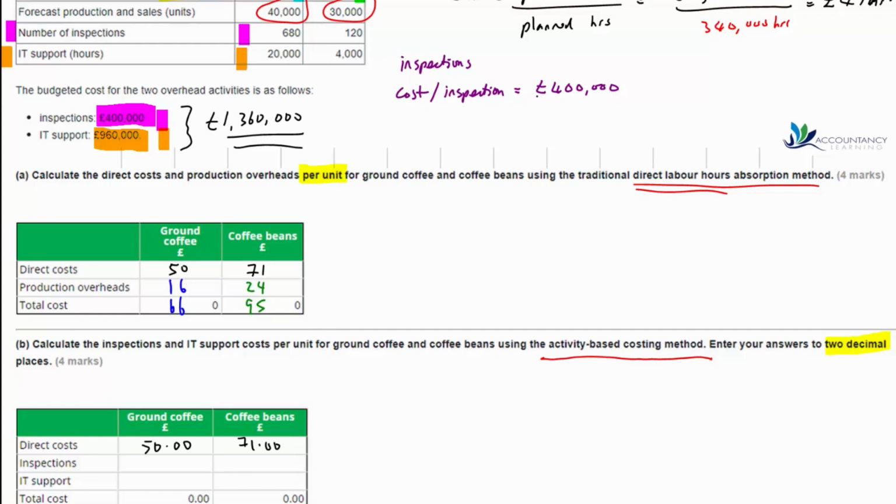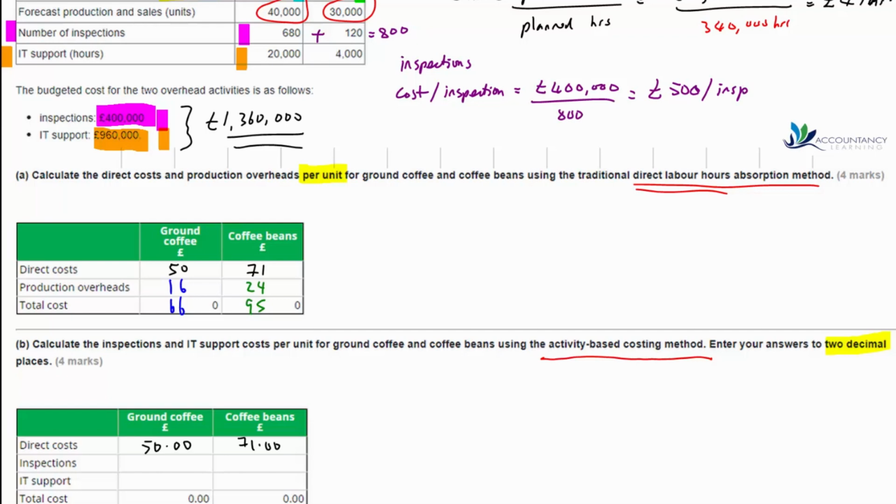So we want to use our 400,000 here, and then we need to also consider, well, how many inspections are there? Well, the total number of inspections, we've got 680 plus 120, so that gives us a total of 800 inspections. So our cost per inspection is 400,000 divided by 800, so that's going to be £500 per inspection.